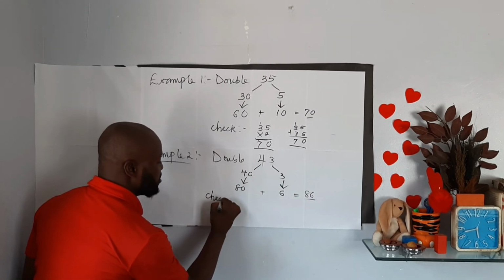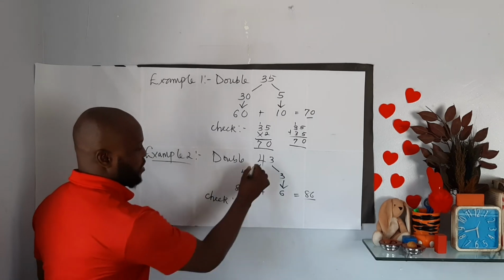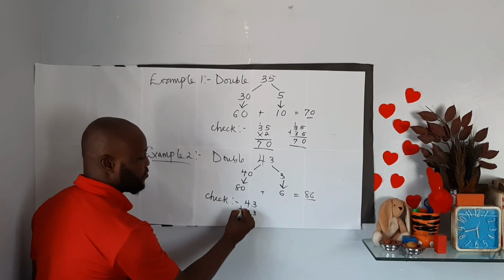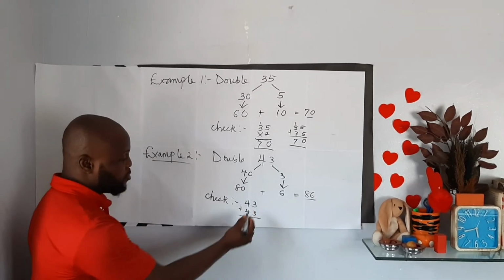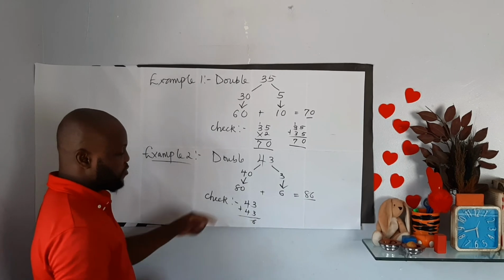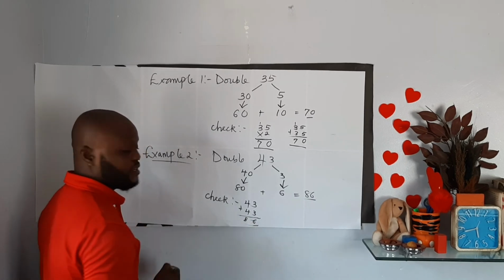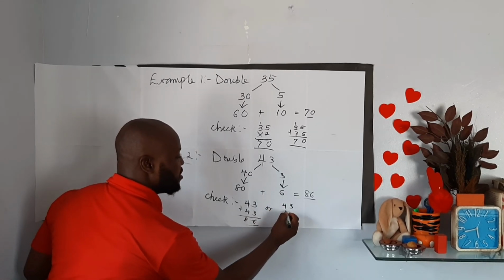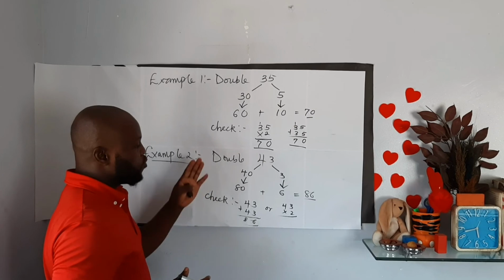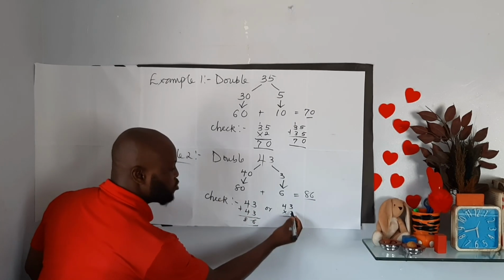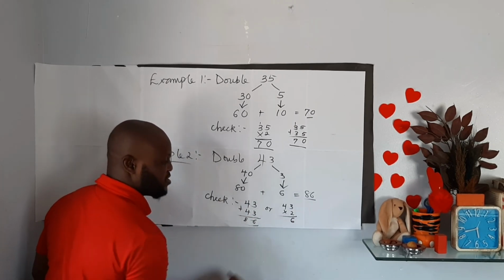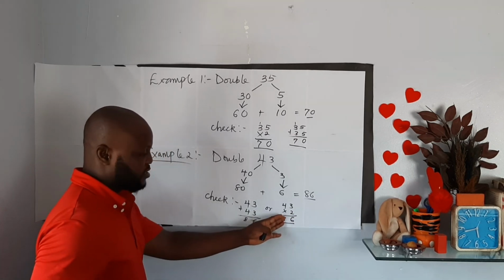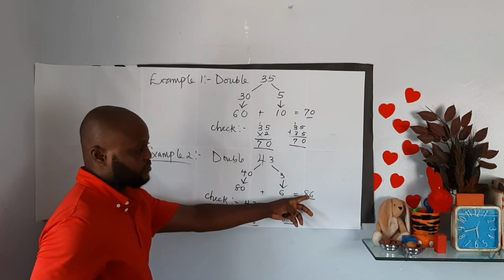I can simply do this by saying 43 plus 43. Using the column method, I know that 3 plus 3 is 6. Then 4 plus 4 is 8. This will give me 86. Or I can as well decide to say 43 times 2. Don't forget, we're doubling, we're multiplying by 2. 2 times 3, using the column method, will also give me 6. Then 2 times 4 is 8. You can see this and this are the same thing with the final answer. So that is it.